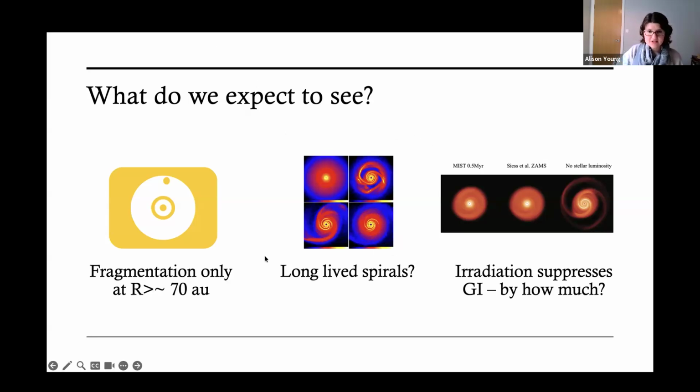We might expect to see long-lived spirals, so the gravitational instability can lead to this self-regulating state where the spiral arms form when the disk becomes unstable, and then the heat generated by that instability causes the disk to stabilize again as it heats up, and that process can repeat over and over again. But there's been some debate as to whether that's actually possible. We expect to see that irradiation suppresses the gravitational instability, but by how much, we don't necessarily know. We've seen in some previous work that without the irradiation, the GI is much stronger, but it's quickly killed off once you have a very luminous star.